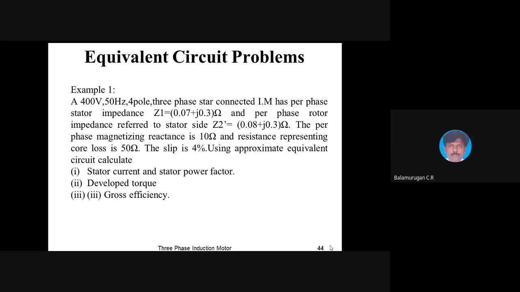What is the formula we have? RL dash is R2 dash into (1 by S minus 1). What is the slip value given? Slip is 4%. Now you try to solve, calculating one by one. You calculate V1, then find RL dash, then find I2 dash, then find I0, then you can calculate I1. If you have any doubt, post in the chat box, or unmute and ask me.